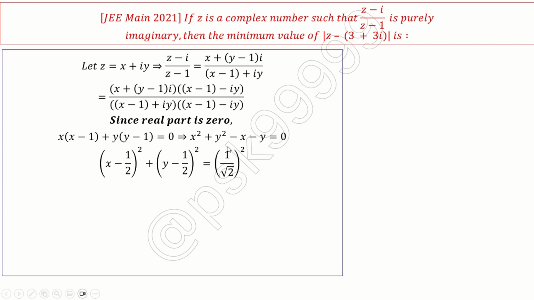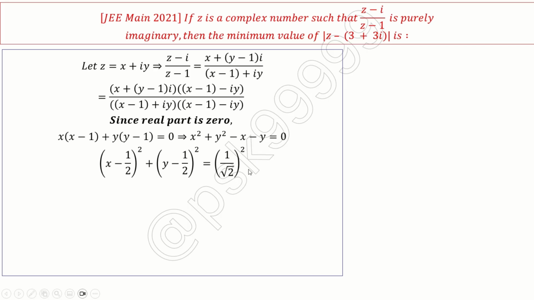Right. So (1 by 2) whole square plus (1 by 2) whole square, so I'll get this value here. Right. So whatever I am adding, I am subtracting. Okay, 1 minus (square root of 2) whole square.